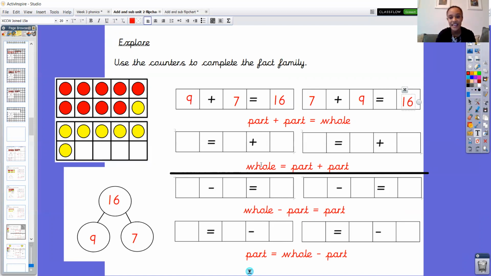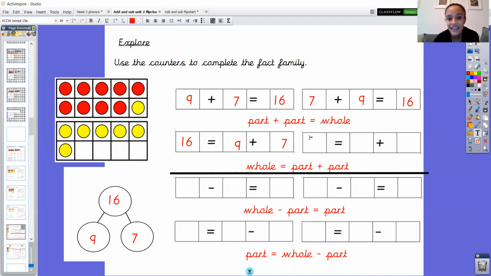Okay, so now we're thinking about whole equals part add part. So that whole is coming at the start, and then the parts come after instead, and they still swap around in the same way they've done for the first one. So start with my whole, which is 16. So 16 equals, now remember part add part, I'm going to do it in the same order I did before. So 9 add 7. So 16 equals 9 add 7.